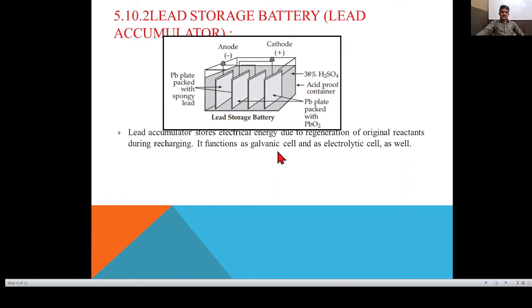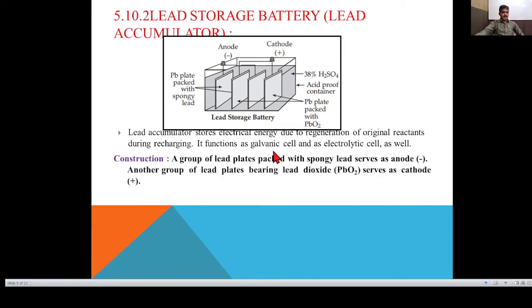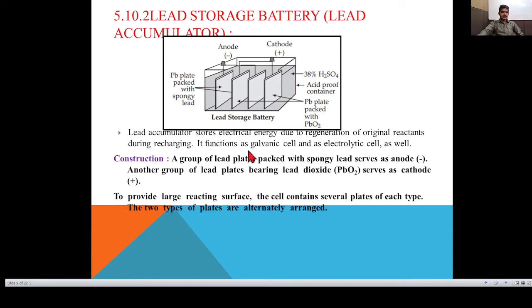It functions as a galvanic cell and as an electrolytic cell as well. What is the construction? It consists of a lead plate packed with spongy lead, which serves as the anode. This is the lead plate with spongy lead which acts as the anode, negative charge. Another group of lead plates bearing lead dioxide serves as the cathode, carries positive charge.